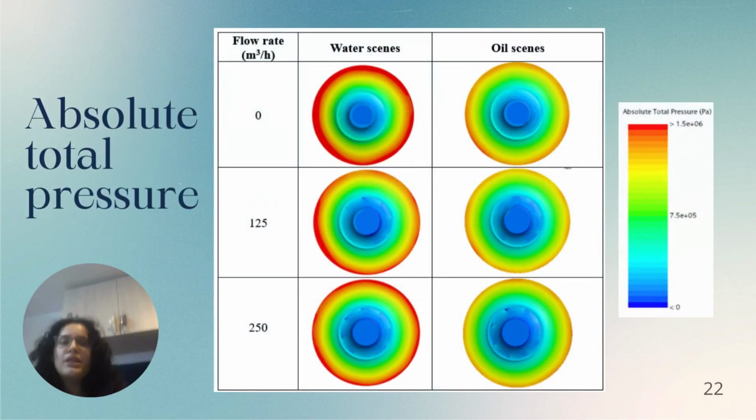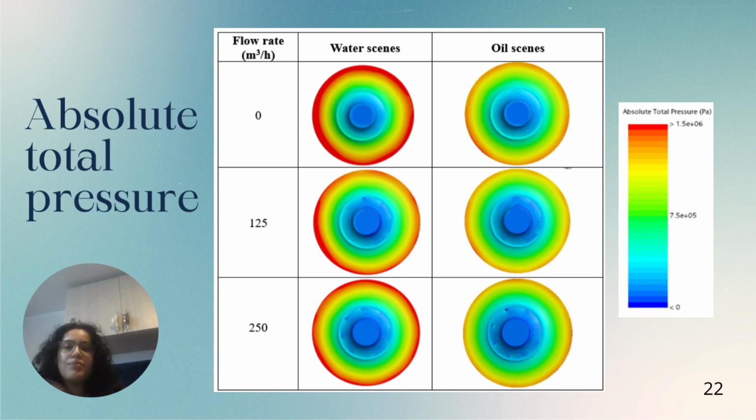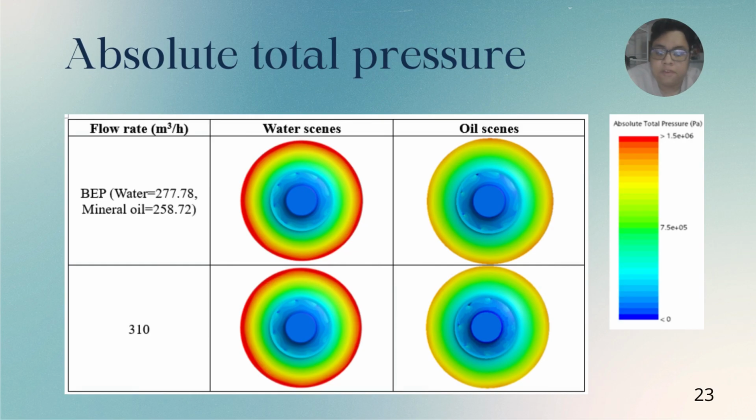With the absolute total pressure, we can predict if the pump is going to cavitate. If the total pressure decreases below the vapor pressure of the fluid, it will evaporate, causing the generation of bubbles. The water, due to its higher vapor pressure, tends to present more cavitation in comparison to oil. Absolute total pressure. The behavior of the total pressure is adequate. The central part of the impeller presents low pressures. On the other hand, at the end of the impeller, we see the highest cavitation.